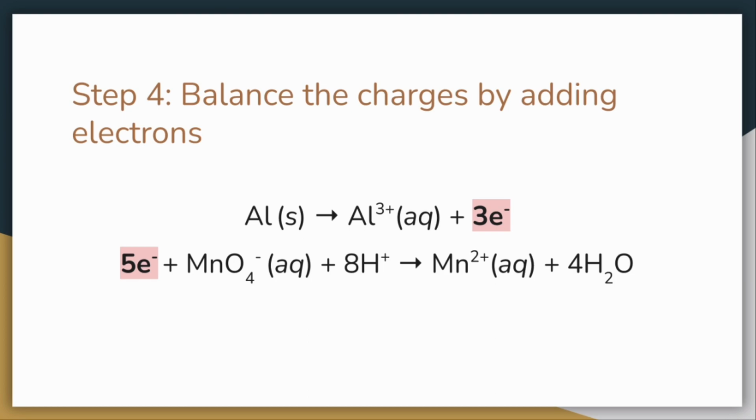For the second reaction, we know that the MnO4- compound has a -1 charge, and the 8 hydrogen ions have a +8 charge, meaning that the reactants together have a +7 charge. The products, on the other hand, have a +2 charge from the manganese ion and a net 0 charge from the water, since water molecules are always 0. Thus, we have +7 on one side and +2 on the other. We have to add 5 negative electrons to the reactant side, so that -5 plus +7 equals +2, which is equal to the charge of the products. Now we have 3 electrons on the product side in the first equation, and 5 electrons on the reactant side of the second equation.